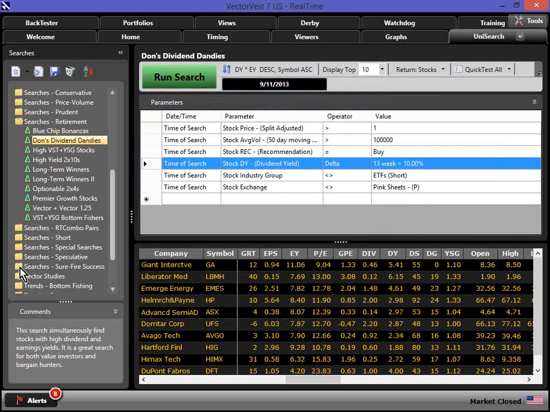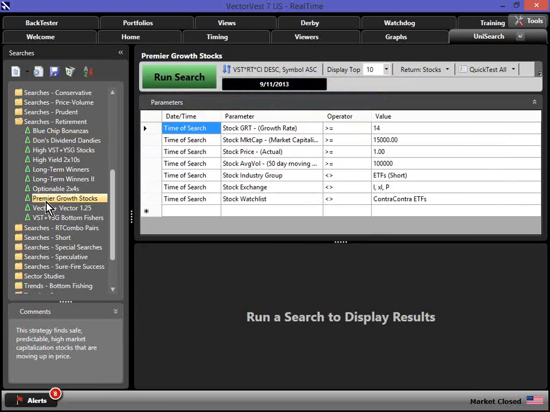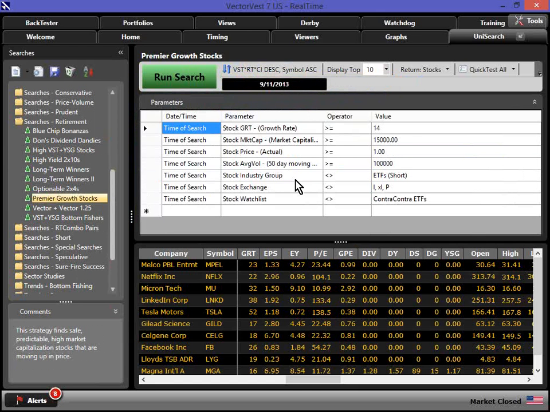All right, so let me highlight 2 more. This one we highlighted on our Strategy of the Week presentations throughout 2013. It's called Premier Growth Stocks. All right, Premier Growth Stocks. Let's take a look at this, because some people sometimes get confused by the sort. All right, so if I run this search, the stocks will be sorted by VST times RT times CI.